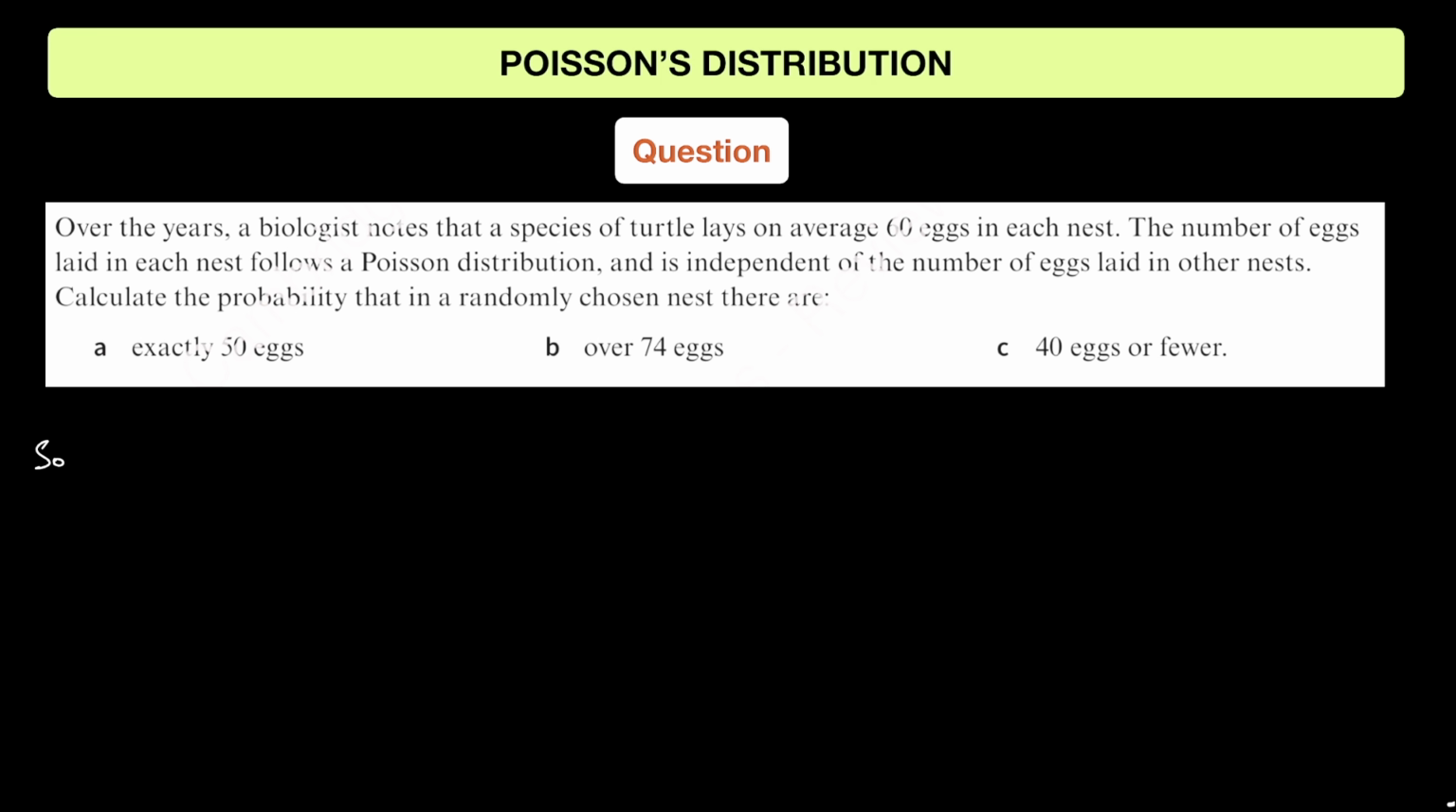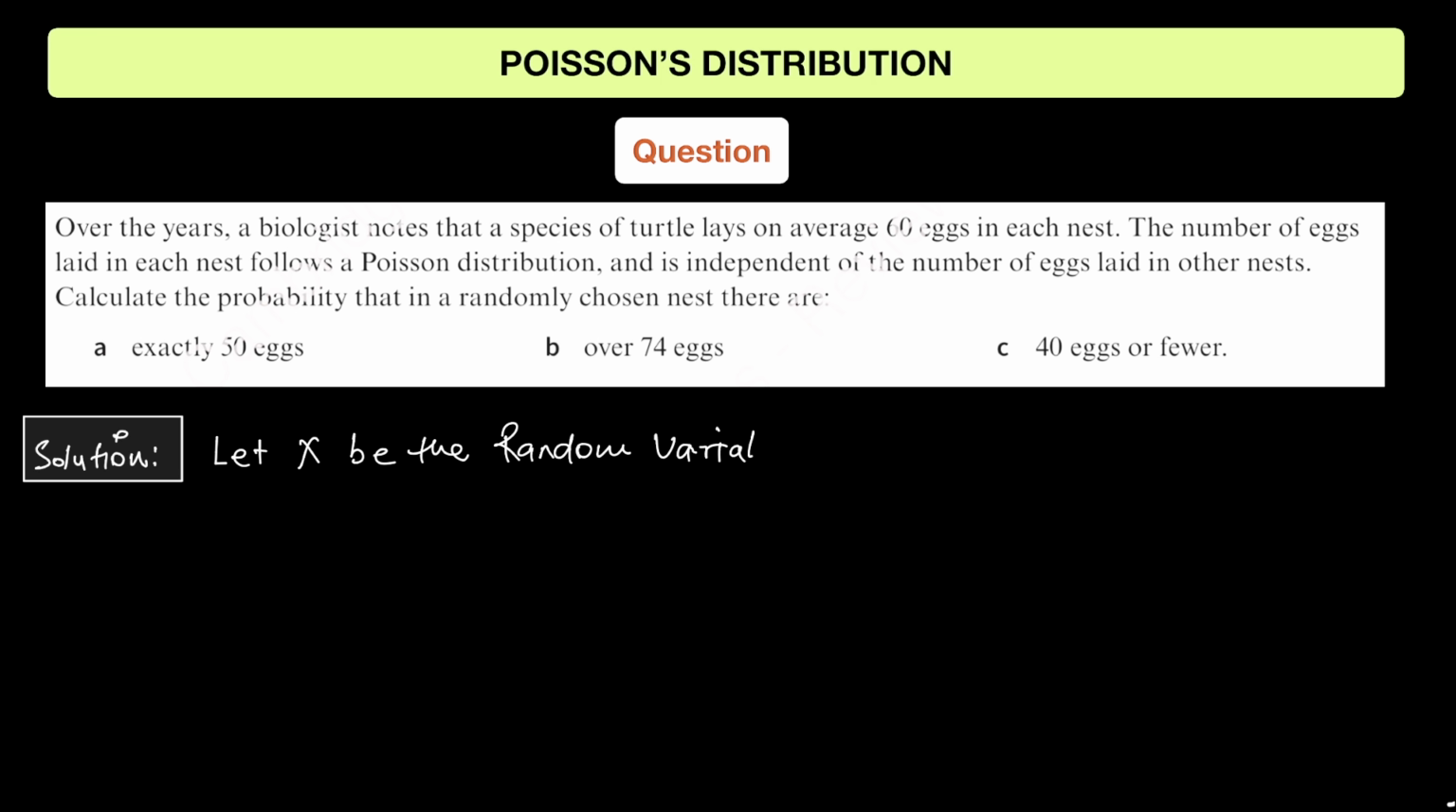Okay, so now we need to solve this question. So let's start with the solution part. First of all, we will define x. Let x be the random variable which represents the number of eggs in a nest.